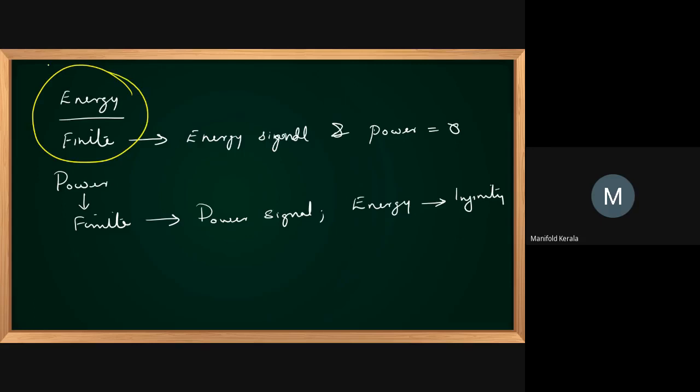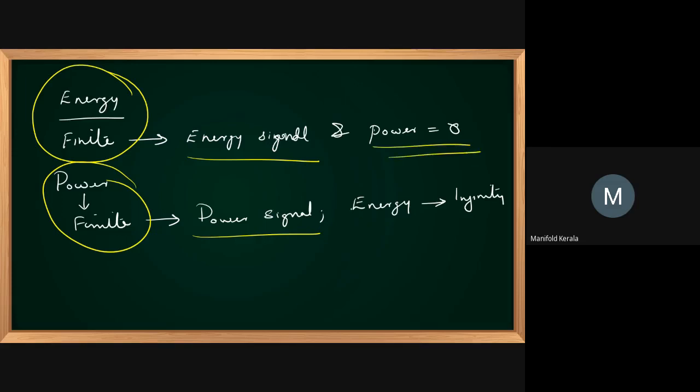Energy is finite means it is an energy signal. Power is finite means it is a power signal. Okay. For an energy signal, power will be 0. For a power signal, energy will be infinite. Okay. So for a power signal, energy will be infinite. For an energy signal, power will be 0. Right. Now we'll see how we can evaluate the power of a signal.